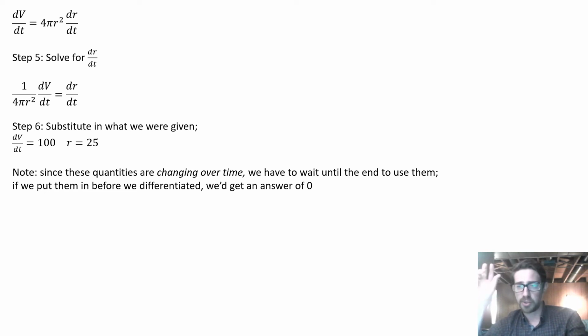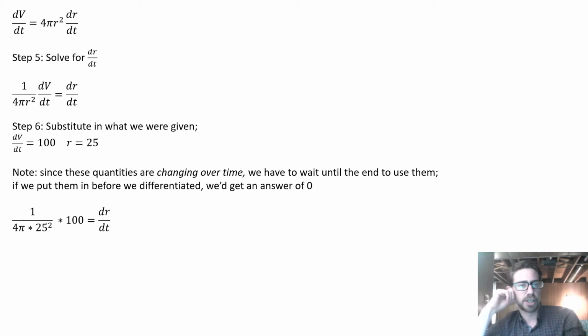Right, so this is what I was saying. If you stick these in at the beginning, think about if you stick in V equals 100 at the beginning and then did the derivative. Well, the derivative of 100 is 0. So your whole equation would be like something equals 0. And then hopefully you'd be like, that doesn't seem right. So do not do this until the end. Don't use those numbers until the last step. You can do it anytime after you differentiate, but just don't. Just follow my steps.